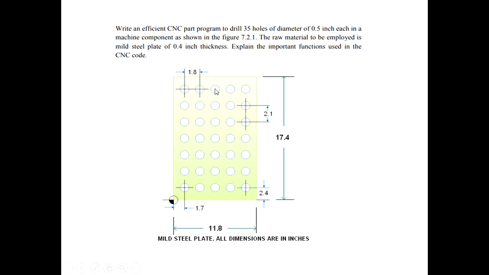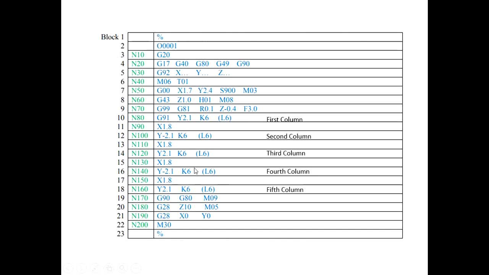Once all the 6 holes are drilled in the third column, from this position incrementally X will be 1.8. And in the fourth column Y will be what? Minus 2.1 for 6 times. You can see, Y will be minus 2.1 for 6 times.